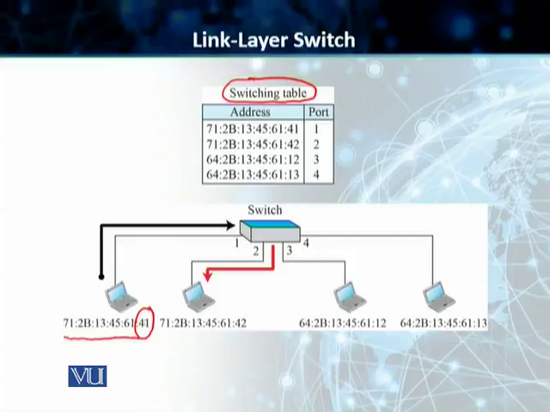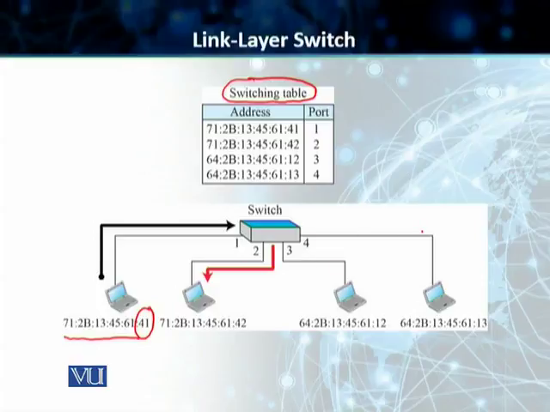So this first station, which is station number 41, sends the data to the switch. Now students, in the first case, because the switch does not know which port the destination is connected to, when the data comes from A to this switch, it will send it out to all the different ports. So the data is broadcast to port number 2, port number 3, and port number 4. All the other ports receive it.